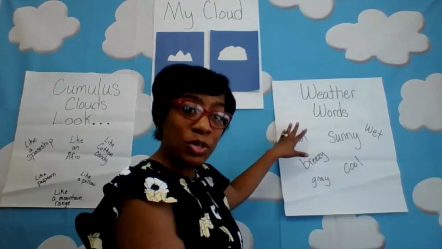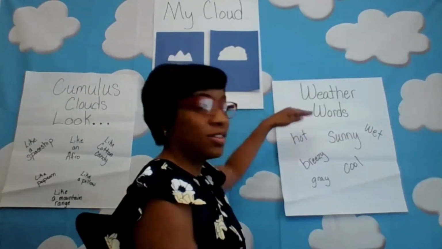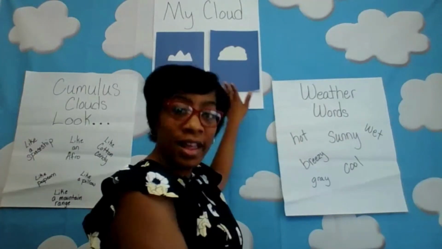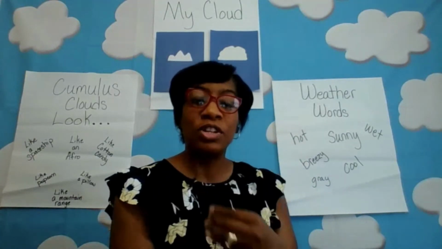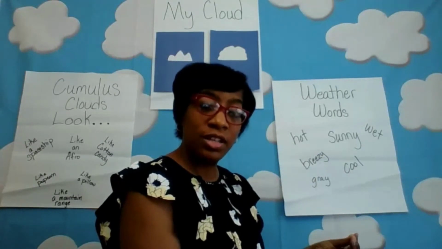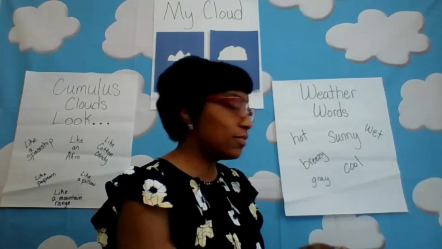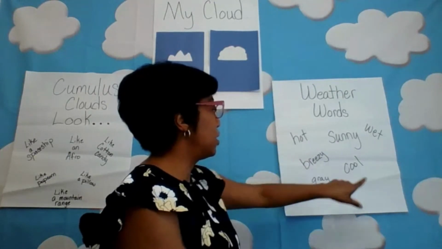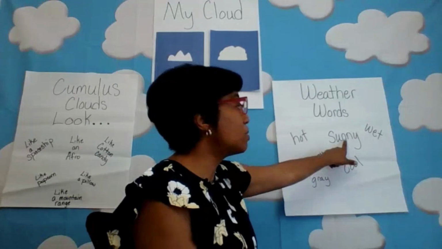The next activity we'll do is weather words. Now, we've already described the clouds. Now we would like our student or our child to actually describe the weather that they experienced during this cloud observation. So students may say hot, it was breezy, it was cool, or it was sunny.